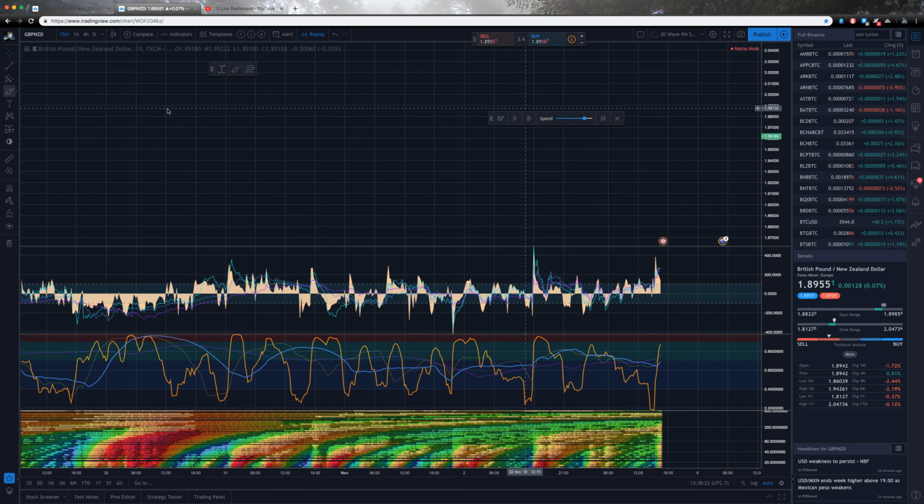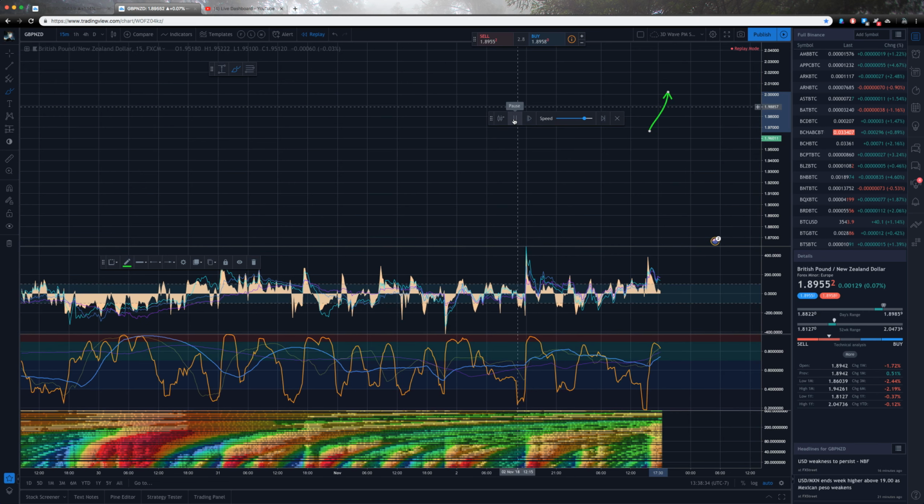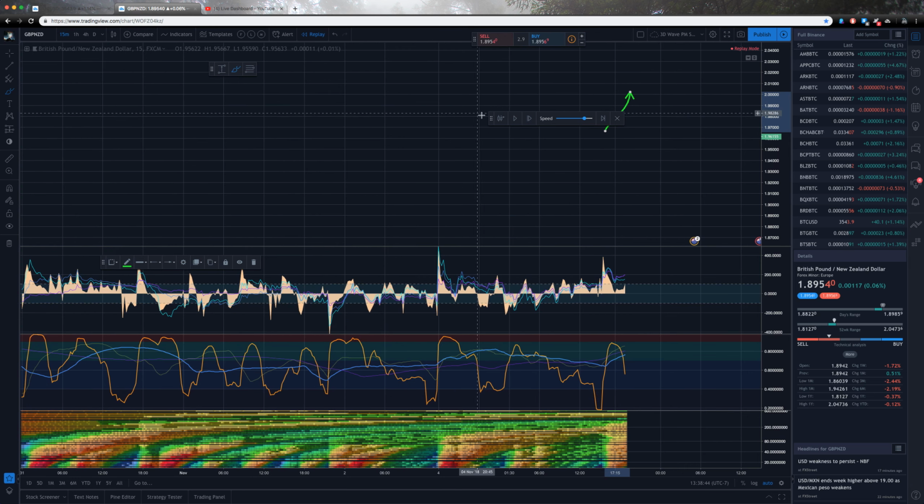Boom, long position. Okay, we just got our long signal right here. I'm going to draw an upward arrow like so. And let's see how we do. And I close my position right here. So that's actually a really short long. I'm going to draw a vertical line where I opened it and a vertical line where I closed it.